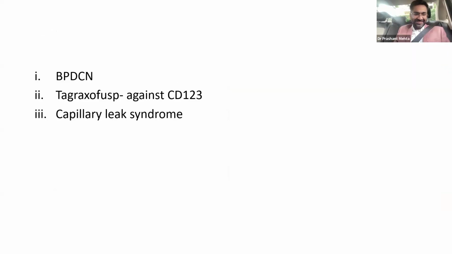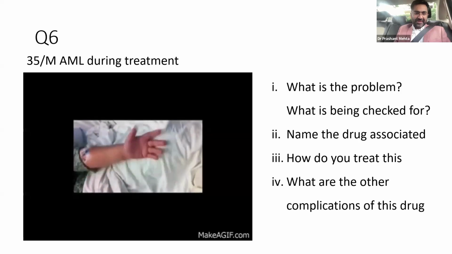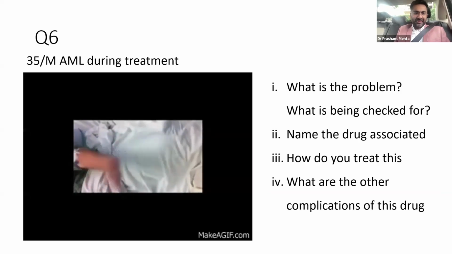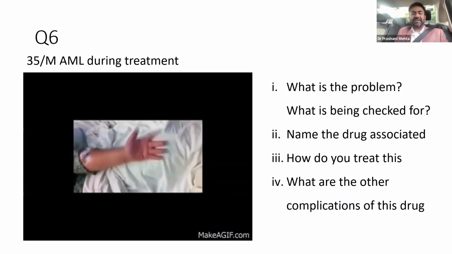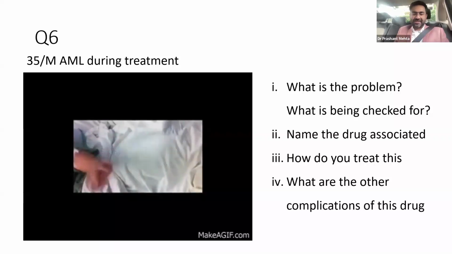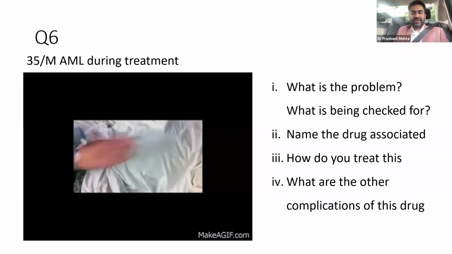Admin, next slide. Yeah, so all these answers have already been given. Next slide. So now what is this movement going on? What is this sign? What is the problem the patient has? AML patient on treatment, name the drug associated. Already we have had a discussion on this. How do you treat this and what are the other complications of this drug?